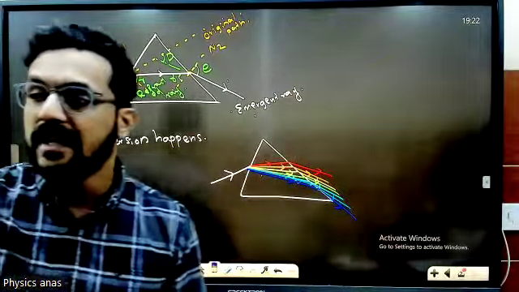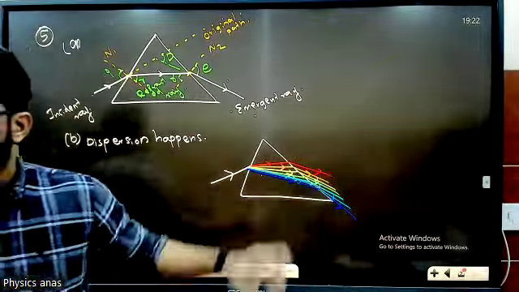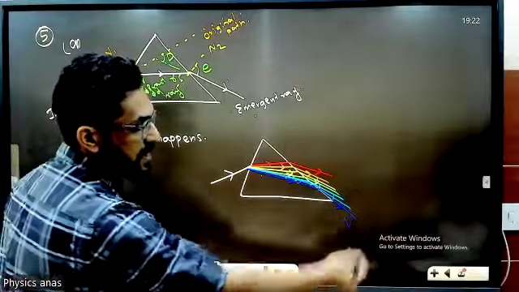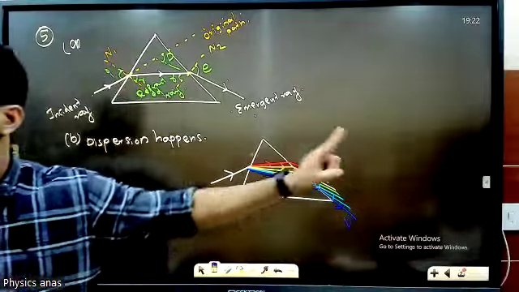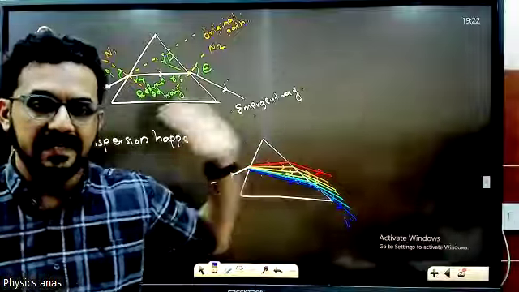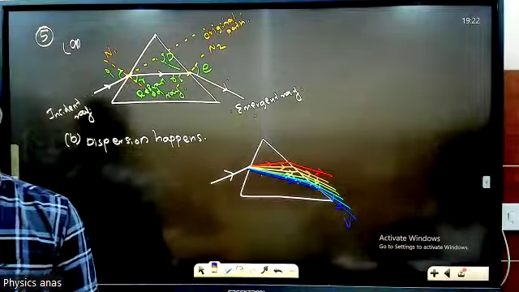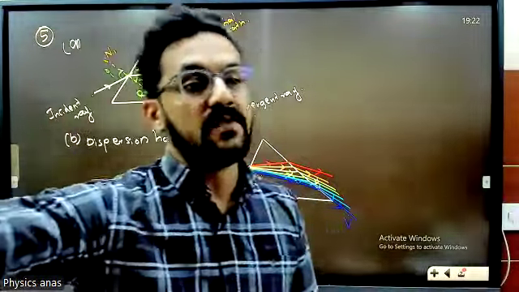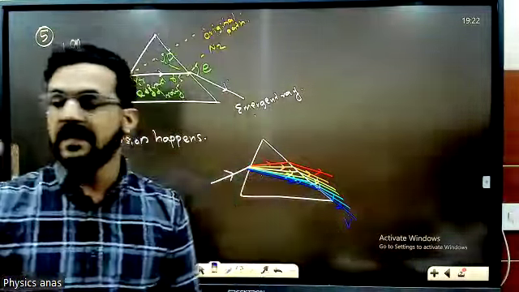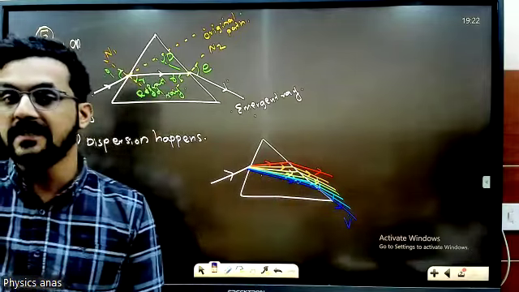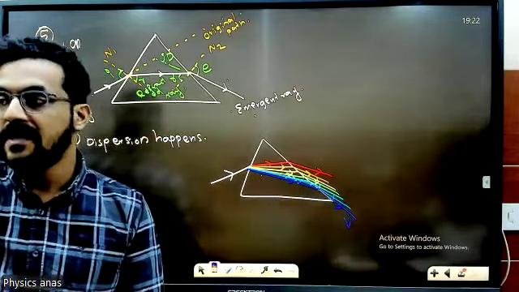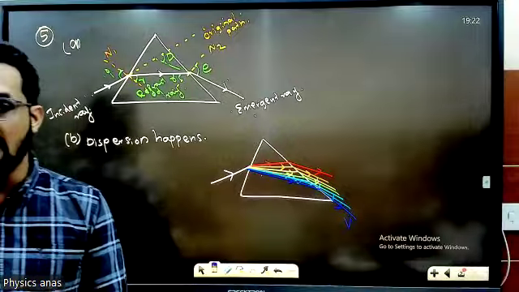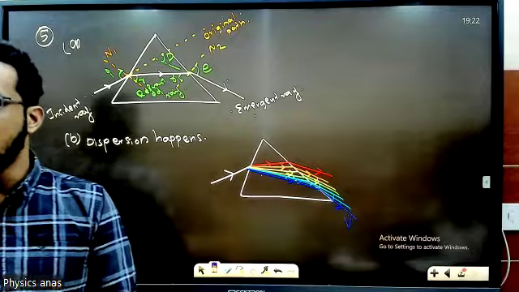There is not only dispersion, but also refraction. Who has the greatest deviation? Violet has the greatest deviation. Who has the least deviation? Red has the least deviation. Why? It has the greatest wavelength. When wavelength increases, deviation decreases. If wavelength decreases, deviation increases.